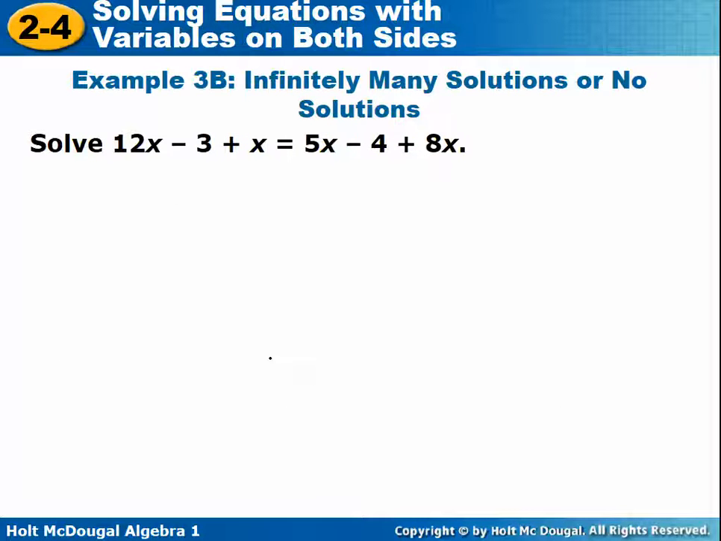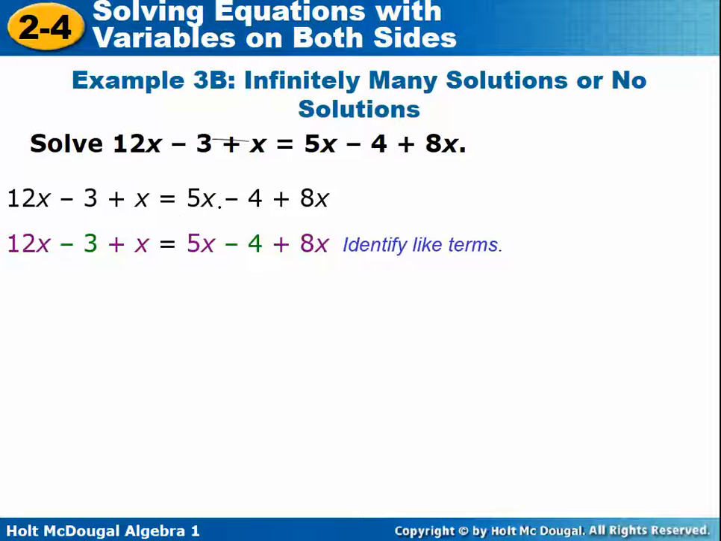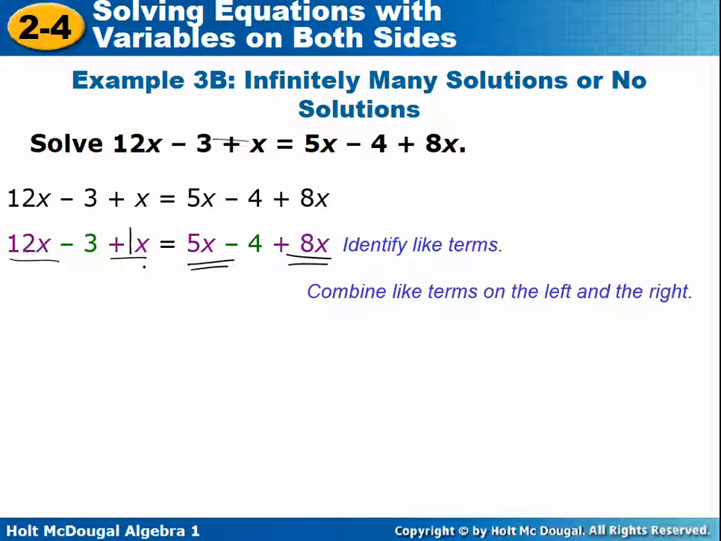Okay, here's another example. In this one, there is no distributive property, so we'll go ahead and look for our like terms. Let's see, we have 12x and plus x. Now this is a plus 1x. This is 12x plus 1x. On the other side, we also have x's. We have 5x plus 8x. So on the left side, 12x plus 1x is 13x, and then we have the minus 3. On the right side, we have 5x plus 8x is 13x minus 4.